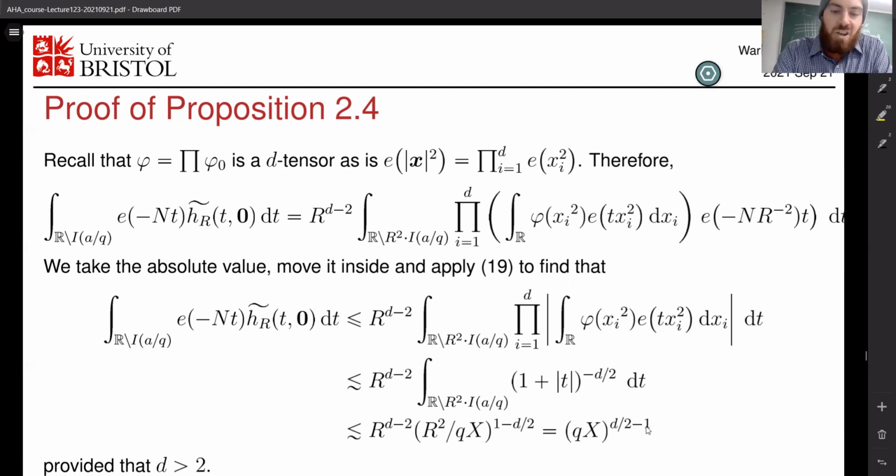And that works actually only when the number of dimensions is greater than 2, because I need to be able to integrate this. If d was equal to 2, then I have 1 over t, and that's a logarithmic blow up. And if d is 1, that's even worse. So as soon as d is 3 or more, you actually get that this integral is integrable, and you're golden.